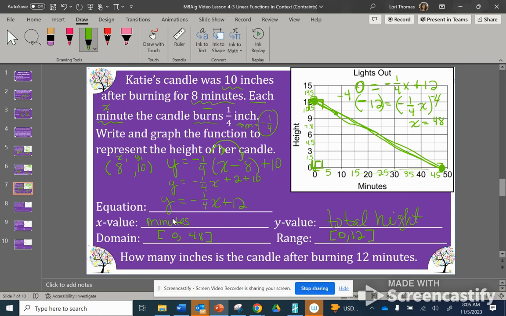It says how many inches is the candle after burning 12 minutes? So we can plug in 12 into our function. Let's see, y equals negative 1/4, plug in 12, and then plus the 12 of the initial value. So y equals negative 1/4 times 12 is negative 3 plus 12. The total height in 12 minutes is going to be 9 inches. So we could see in 12 minutes, that's about right here, it should be on the 9, and that is exactly right. Okay, so that was using point slope.